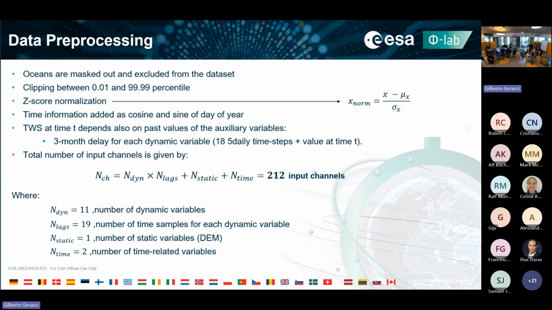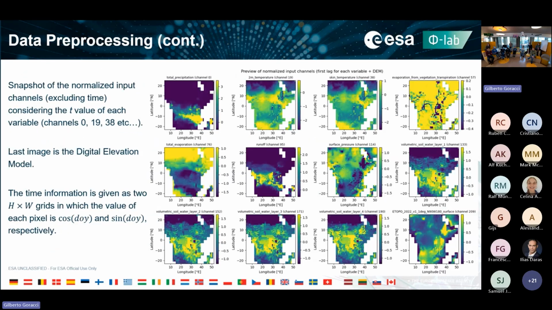This brings us to a very high number of input channels, which corresponds to 212, given the number of dynamic variables, the number of time samples, the number of static variables, which is only the digital elevation model, and 2 time-related variables given in terms of cosine and sine of day of year.